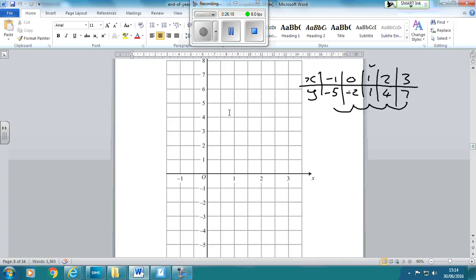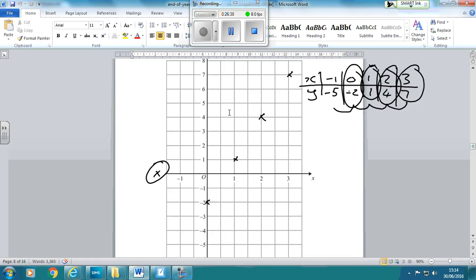So we've got 3, 7 as this first one here. So 3 across, 7 up, that's that point there. Then we've got 2, 4, which is 2 across, 4 up. Then we've got 1, 1, so that's 1 across, 1 up. And that's how they should start being in a straight line. The next one is 0 across, minus 2. So that's 0 across, 2 down. Again, make sure you do that one and not over there.